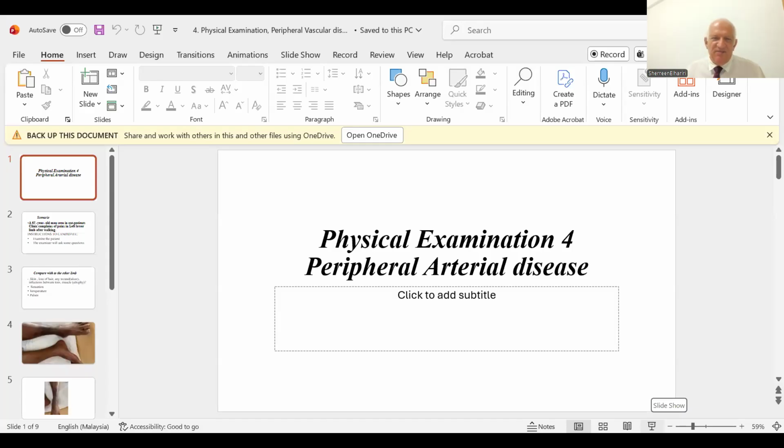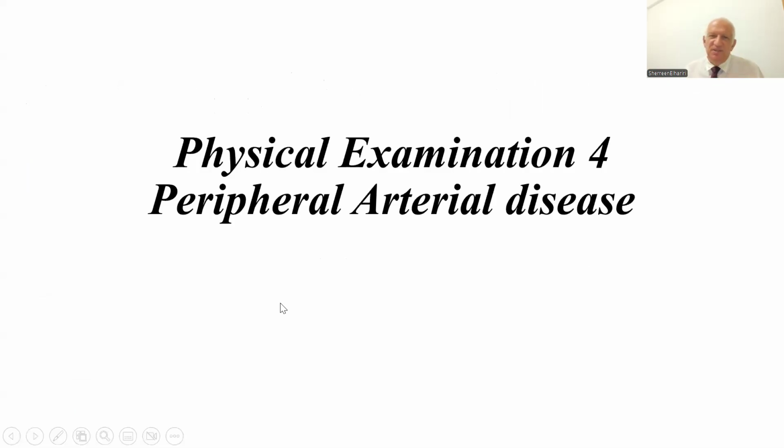Now we go back to vascular. Of course, vascular is very important. And whatever the vascular station is, you need to know how to use a handheld Doppler.